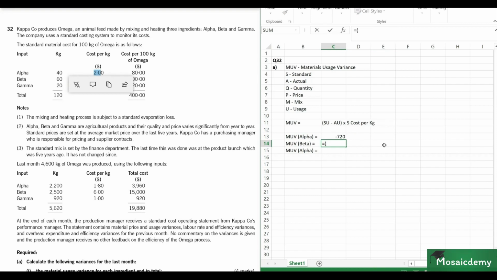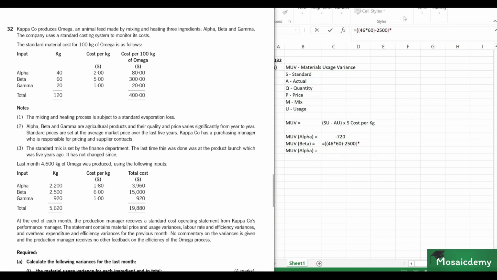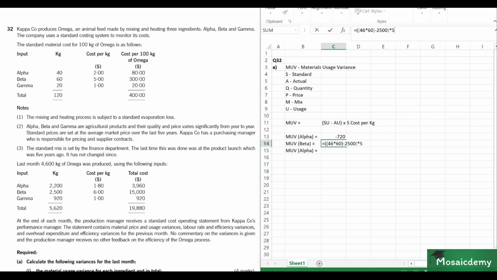Okay, so for beta, again, 46, this time into 60 kgs per unit minus the actual usage, which is going to be 2,500. We should be putting all of this in brackets, so let's just put those here, into the standard cost per kg, which for beta is $5. Okay, so $5, we get 1,300 favorable.